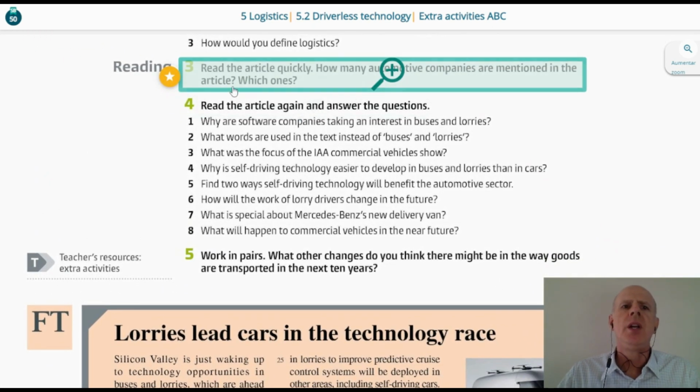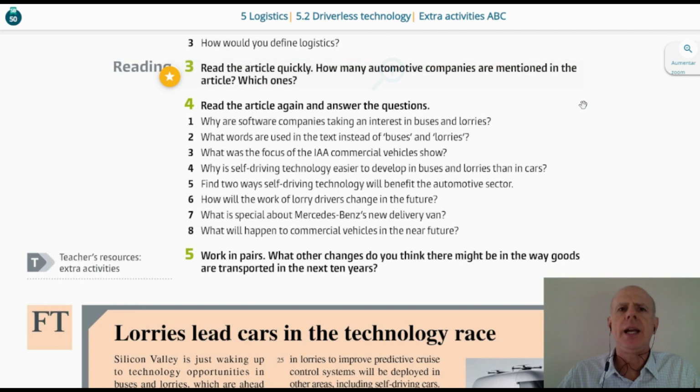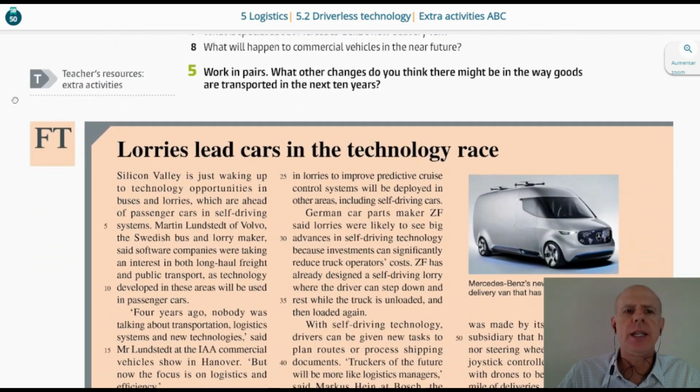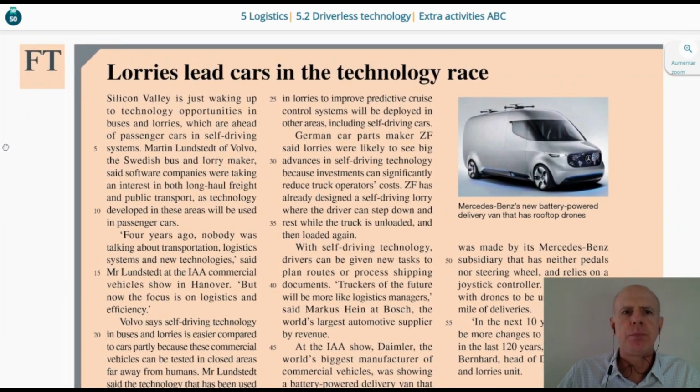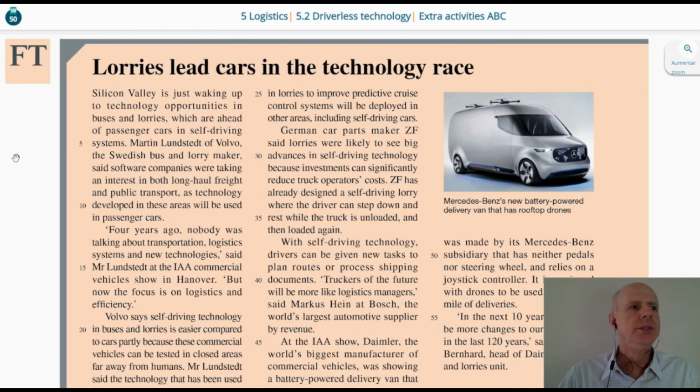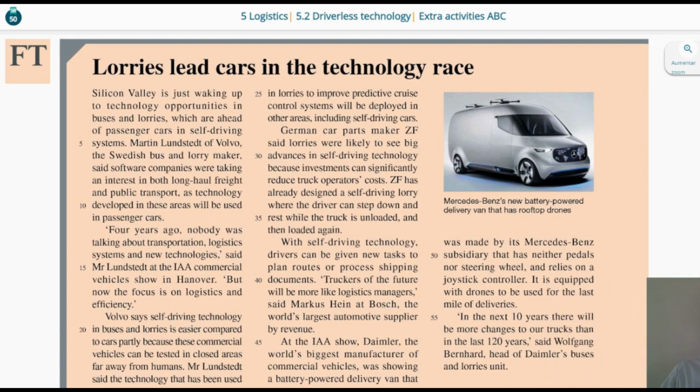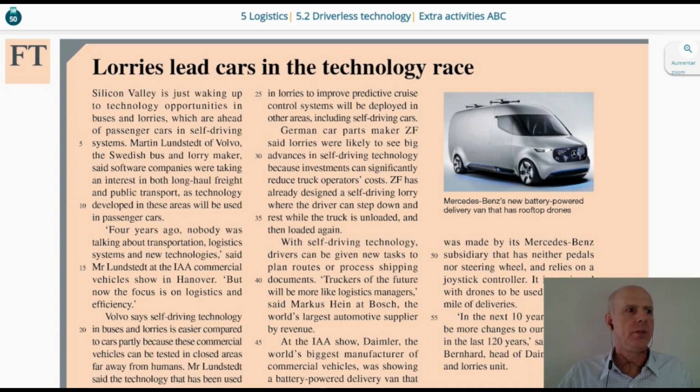What do we have to do? Read the article quickly. And how many automotive companies are mentioned in the article? Which ones? So how many and which are they? Which companies are they? Why don't you take a print of the article? Not now. So now you can take a print and then let's read together.